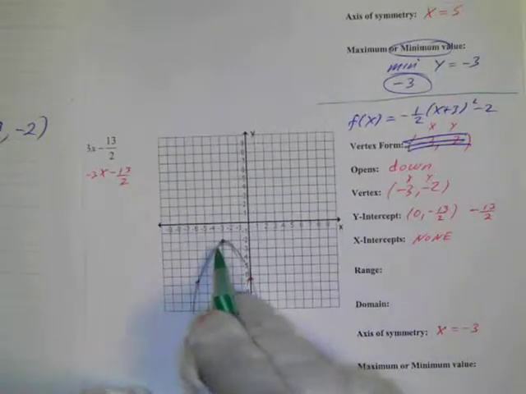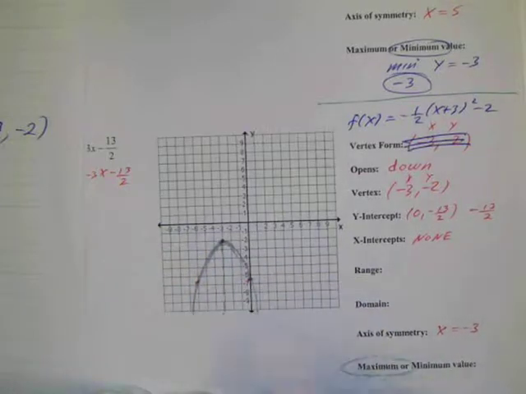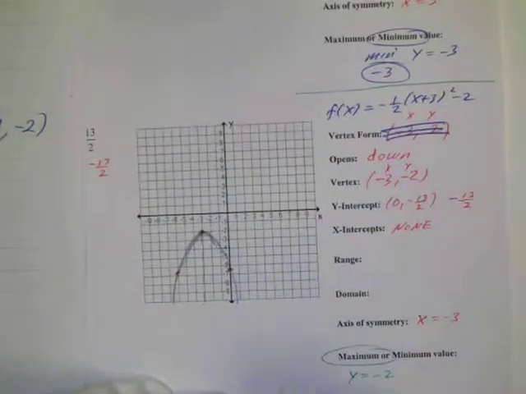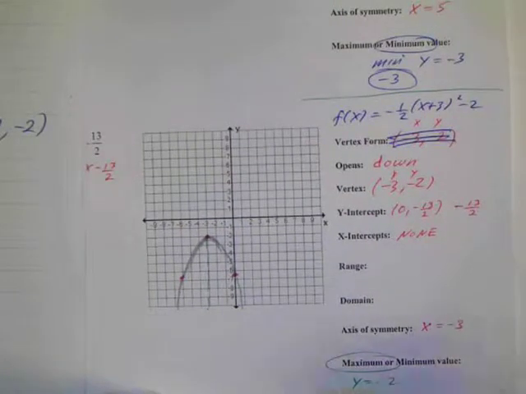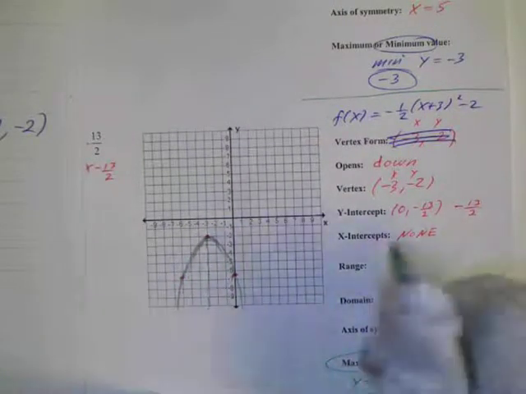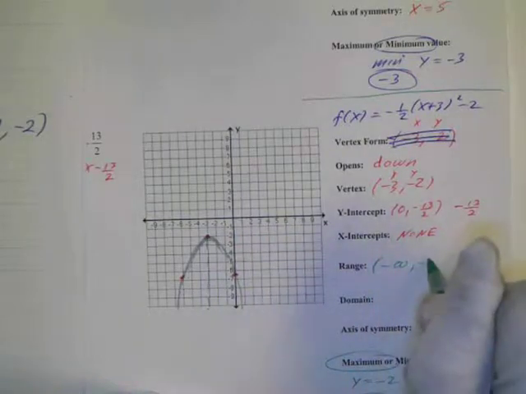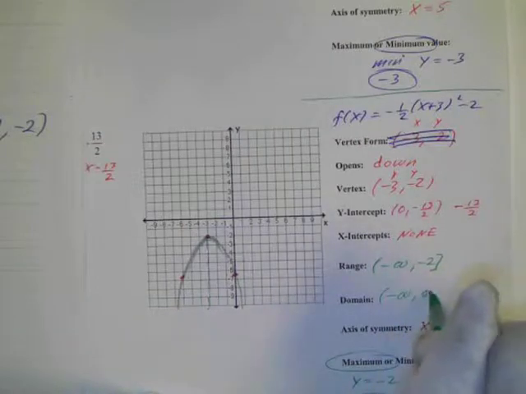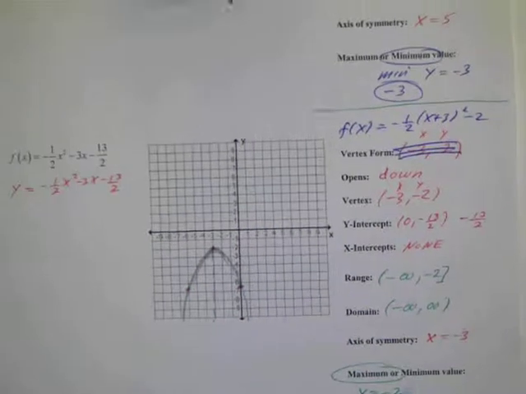Do we have a maximum or minimum? It looks like we've got a maximum value because it goes up to here. So the maximum value will be at y equals -2. That's the y coordinate of the vertex, or just -2. And the range, well, we're going to go from -infinity up to -2, and including -2. So the range will be -infinity to -2. And the domain is all real numbers from -infinity to infinity. And I guess I've answered all the questions.